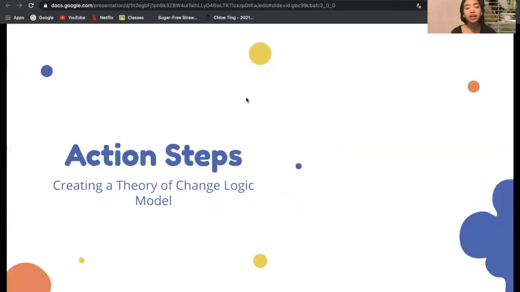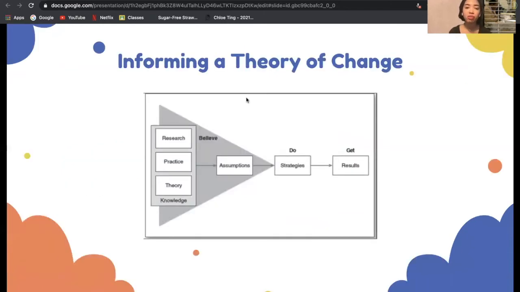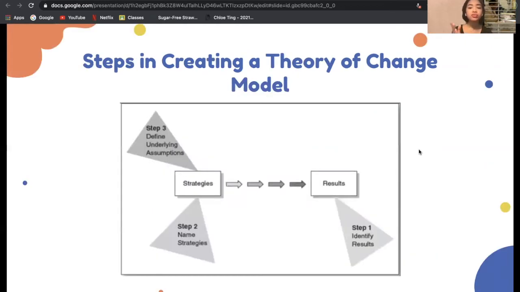So, action steps: creating a theory of change logic model. This is informing a theory of change. There is the knowledge first, there is the belief, there's the assumption, which I will talk about later, there is the do, which is the strategies, and which will yield set results. So the first step is we will need to identify the results. As I already gave an example beforehand, we want the result to be world peace, maybe. So step two is we have to name the strategies we can do to obtain said world peace.